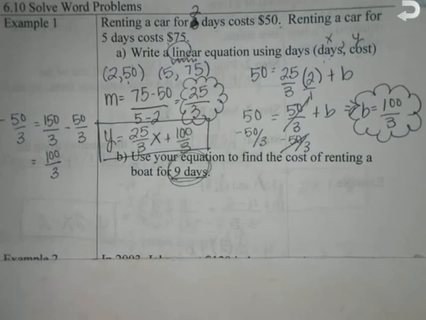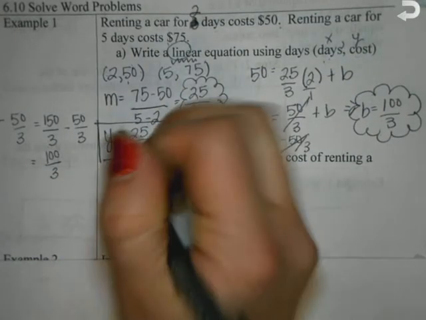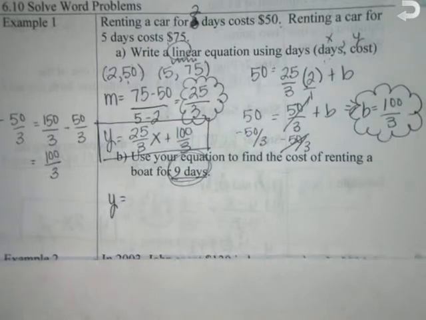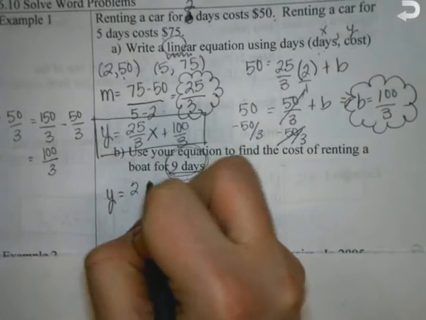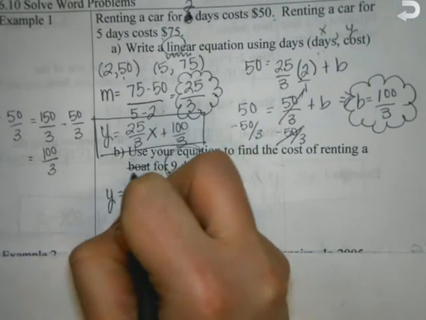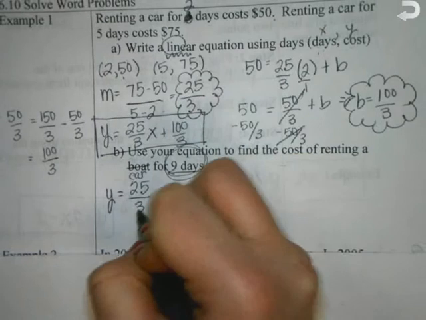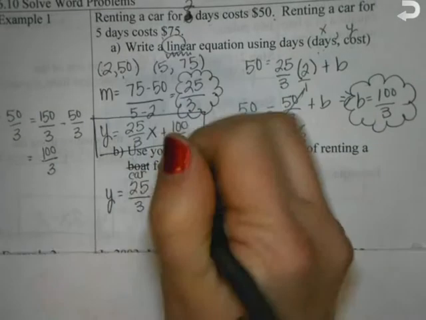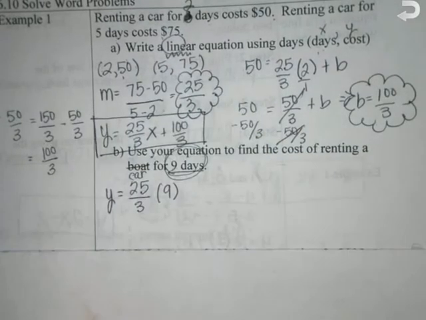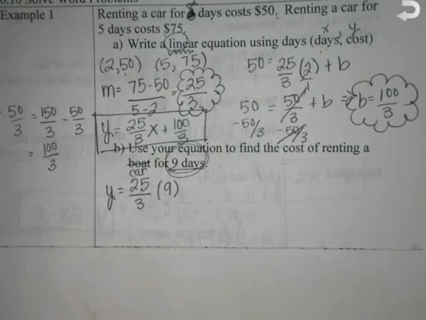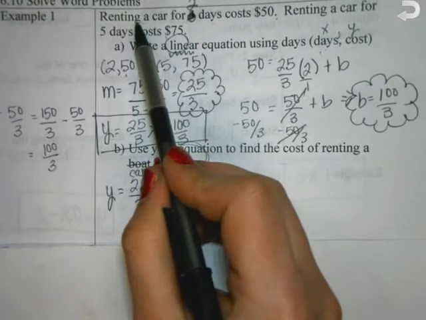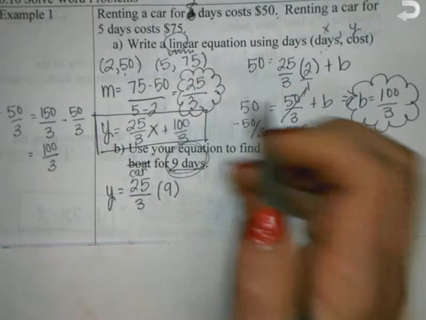So we have Y equals... Isn't it supposed to be a car? 25, yes, 25 over 3 times 9. I know. You could rent a boat, can't you? Yeah, you can, but the problem is a car. Oh. Plus 100 over 3.